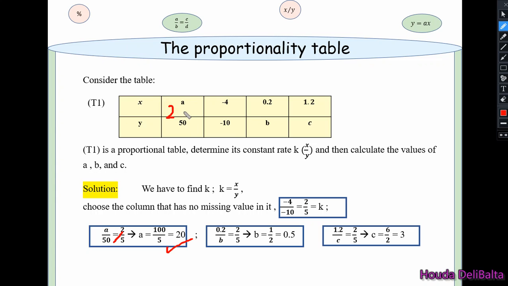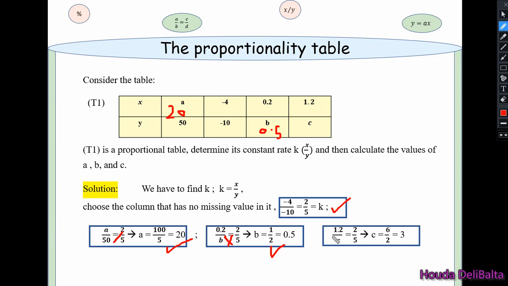So A is 20. Make sure, yes. Simplify 0 by 0, we will get 2 over 5 as K. Now for B, we take 0.2 over B equals also 2 over 5, and cross multiplication: 0.2 times 5 divided by the number facing B, which is 2, then it is 0.5. So if we substitute 0.5 and push the decimal point, we will get 2 over 5.